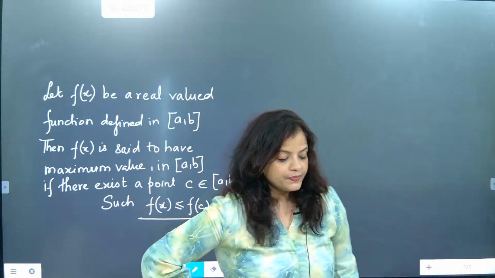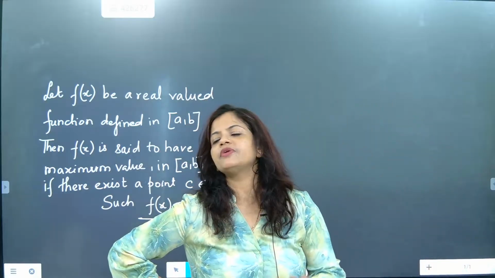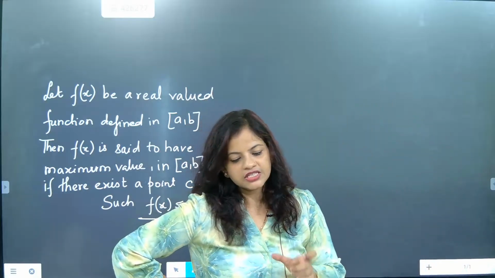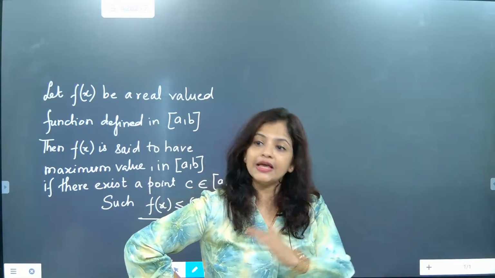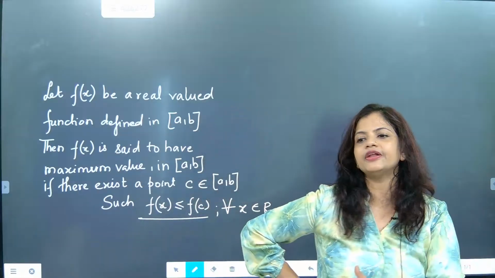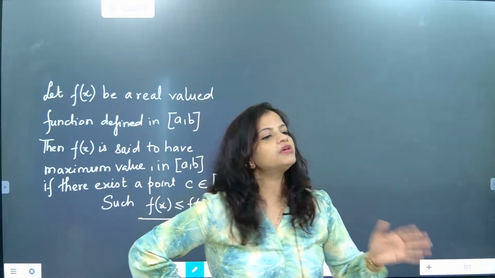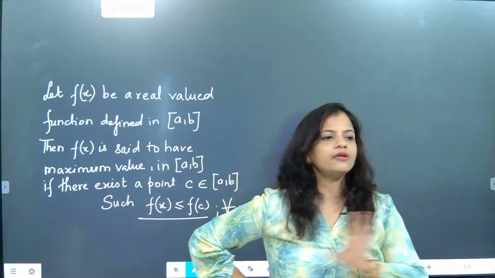I hope you might have understood this one. So now that means what? C must be coming between A and B, or C can be A or B also. Understood? Because the lower limit and upper limit are both included. But C must be exactly from A to B, or A and B can also be there.